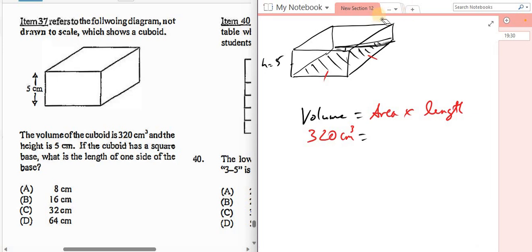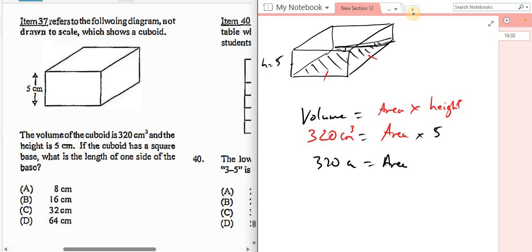So let's go back to this then. Area times the height. Let me just change that. So it'll be area of the cross section times the height, or the length, in this case. The area we don't know, but the height is 5. So we just divide. To find the area, we're going to divide 320 by 5.